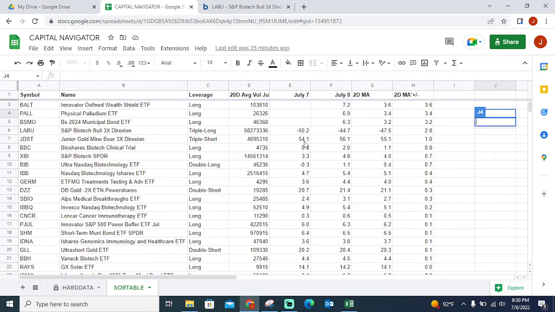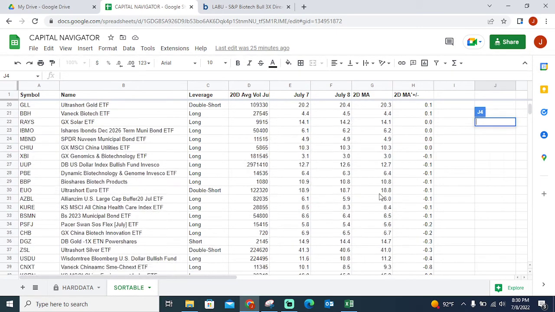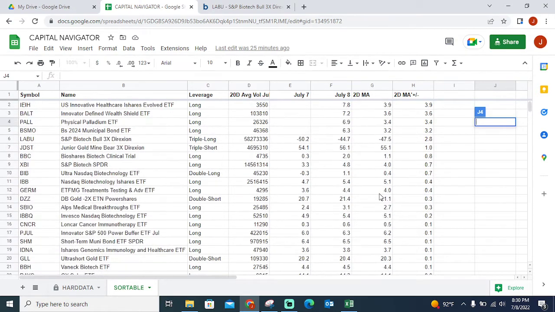Whereas something like JDST, junior gold miner, is going to have a primary trend that is more in an upward direction. Okay, and then you've got July 8th, so you can see some differences, right? And then we have a 2-day moving average. So this is what I really wanted to experiment here, this 2-day moving average. Not 2 days specifically, I just have 2 days here in my data set. Eventually we'd have 5 days, 20 days, 50 days.